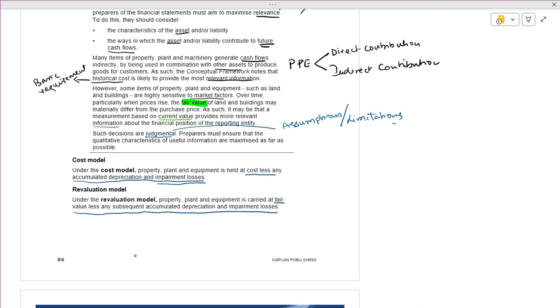What is the difference between these two? If we are taking the cost model, it is held at cost. If we are taking the revaluation model, it is carried at the fair value.